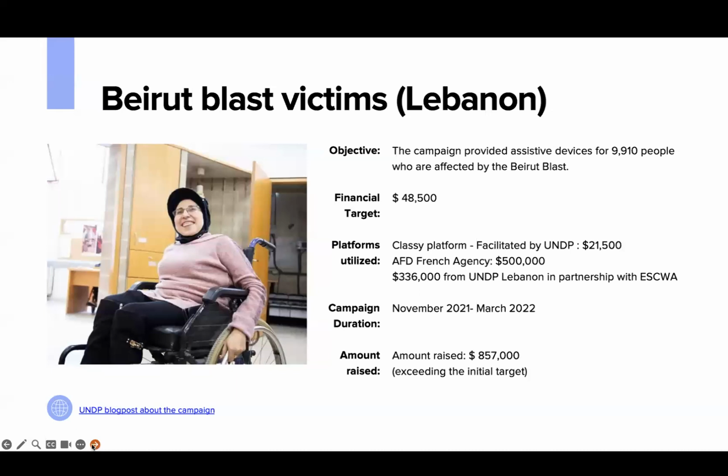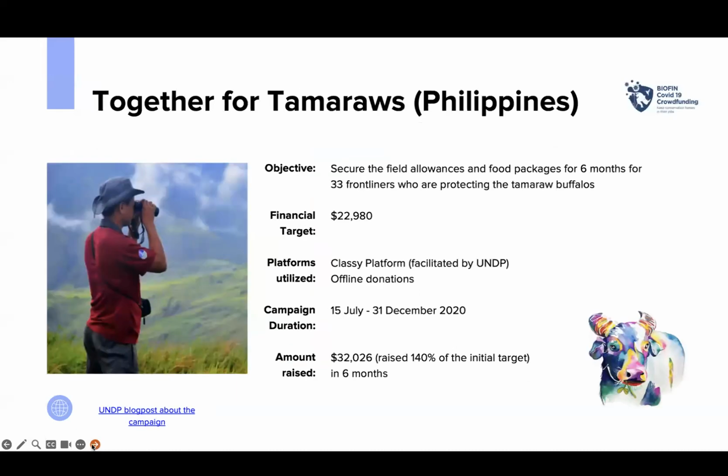Another successful campaign in the Philippines, which ran from 15 July to 31 December 2020. The objective of the campaign was to secure field allowances and food packages for 6 months for 33 people who are protecting buffaloes in the area. So the financial target was $22,980. The initial target was met, and 140% of that target was raised. So the final amount was around $26,000. These were just 2 examples out of many at UNDP.